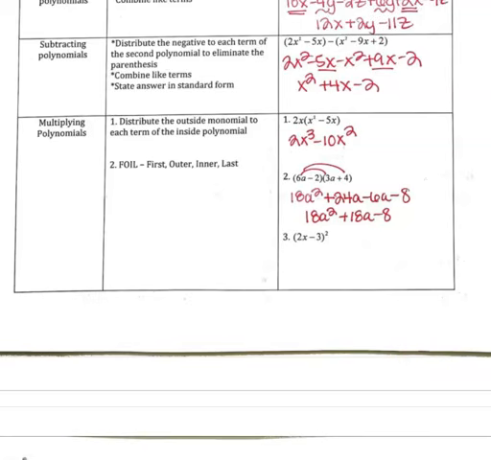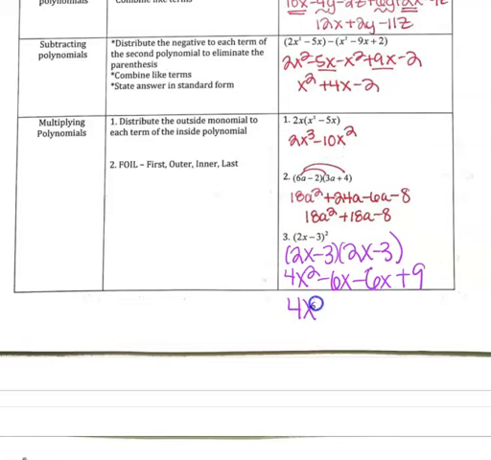So starting here under the multiplying polynomial section, the thing I deliberately left blank is this binomial square at question 3, where I have 2x minus 3 squared. The big takeaway here that I'd like you guys to have is that whenever you have a binomial square, you should write it out twice and then FOIL or multiply it out. So this would be 4x squared minus 6x minus 6x plus 9, or 4x squared minus 12x plus 9 in standard form.